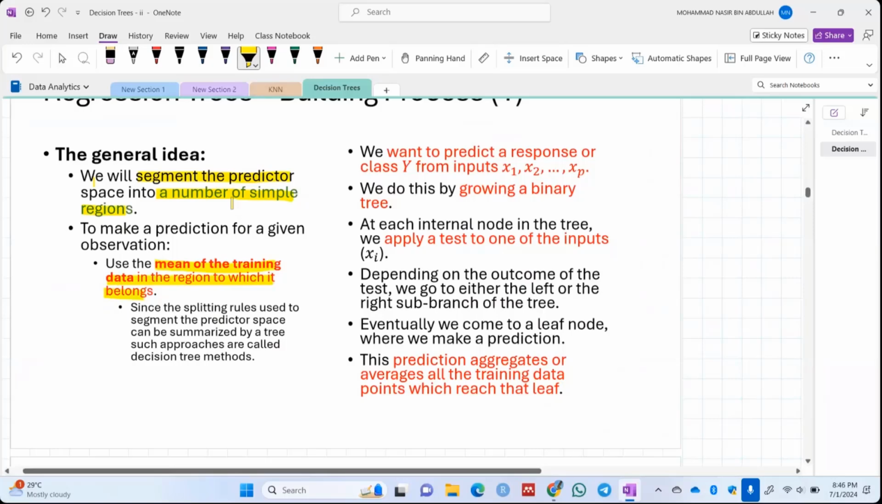For example, we want to predict a response Y from the inputs X1 until XP, and then we draw a binary tree, applying a test to one of the inputs. Depending on the outcome, we go to either left or right, and eventually we come to the leaf and make a prediction based on the aggregate value, which is the mean and standard deviation. If you use software, it will calculate the mean square error for you.